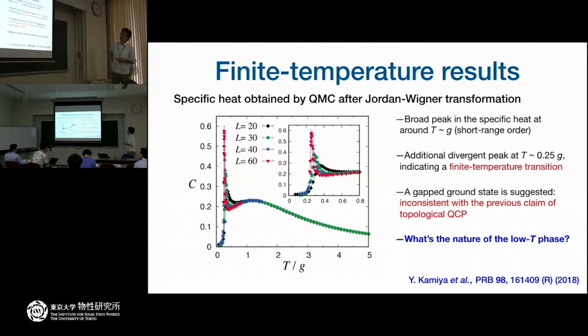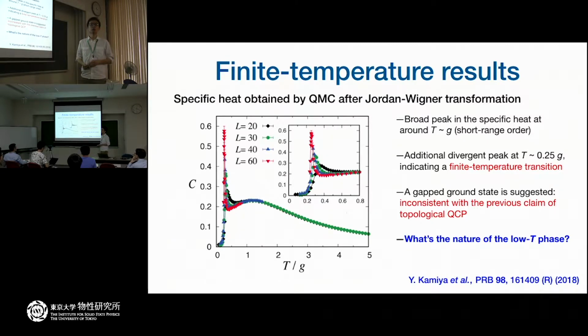In the end, this is the result of QMC after the Jordan-Wigner transformation. I'm showing the specific heat as a function of temperature scaled by G, the coupling constant, which is the only energy scale in the model. As you can see, we observe a very clear signature of a finite-temperature transition. There's a broad peak at higher temperature. However, the height of the peak at lower temperature grows as the system size increases. Furthermore, this suggests a gapped nature of the ground state, which contradicts the previous claim of topological quantum criticality.